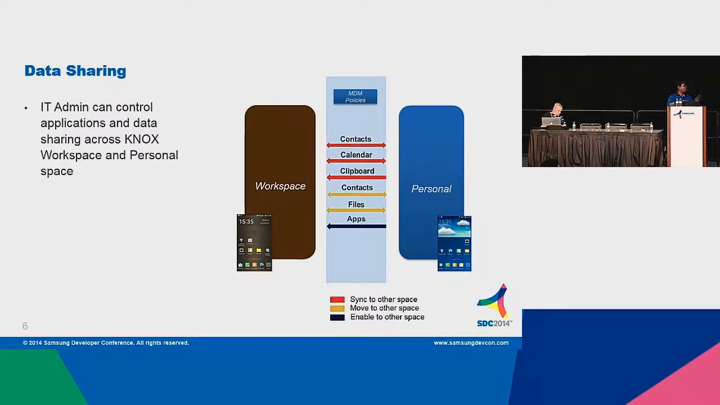For example, as shown in the picture, we allow syncing calendar and contacts events. When you are in the personal space, you need to know if there is an event happening in the workspace, so we allow syncing calendar and contacts events between the KNOX Workspace and the personal space. We support moving certain files and contacts from the personal space to the KNOX Workspace, and the user will also be allowed to install applications from the personal space. All these features are fully controlled by the IT admin. Within the IT admin's limits, the user has the freedom to move content between the KNOX Workspace and the personal space.